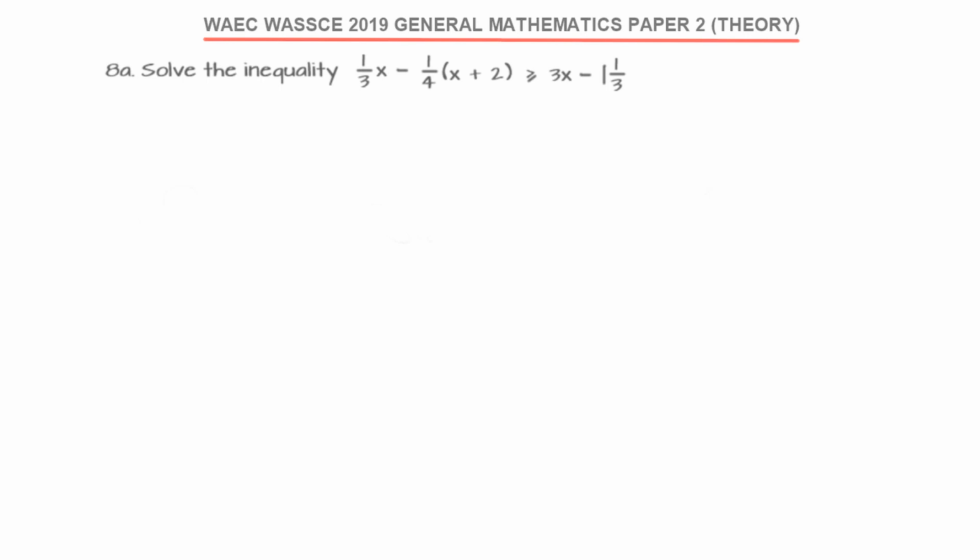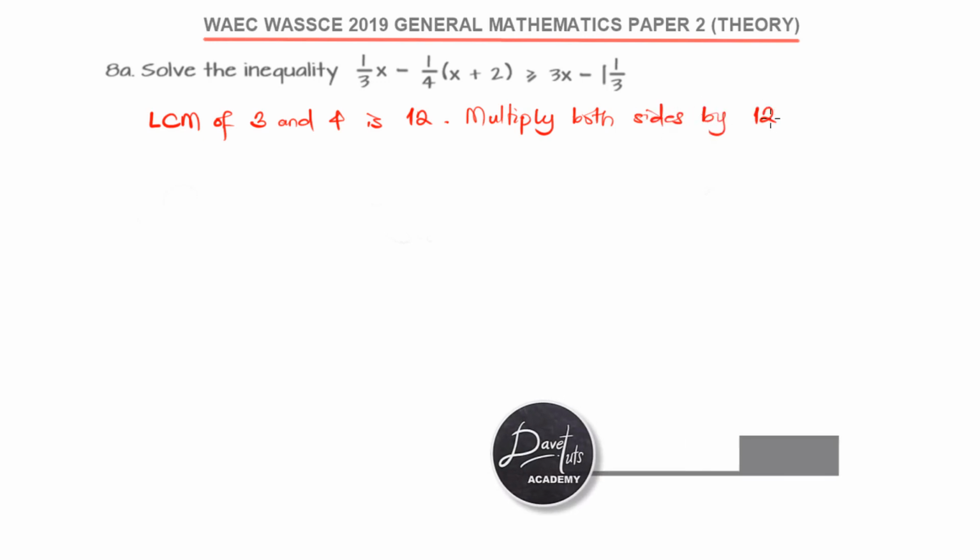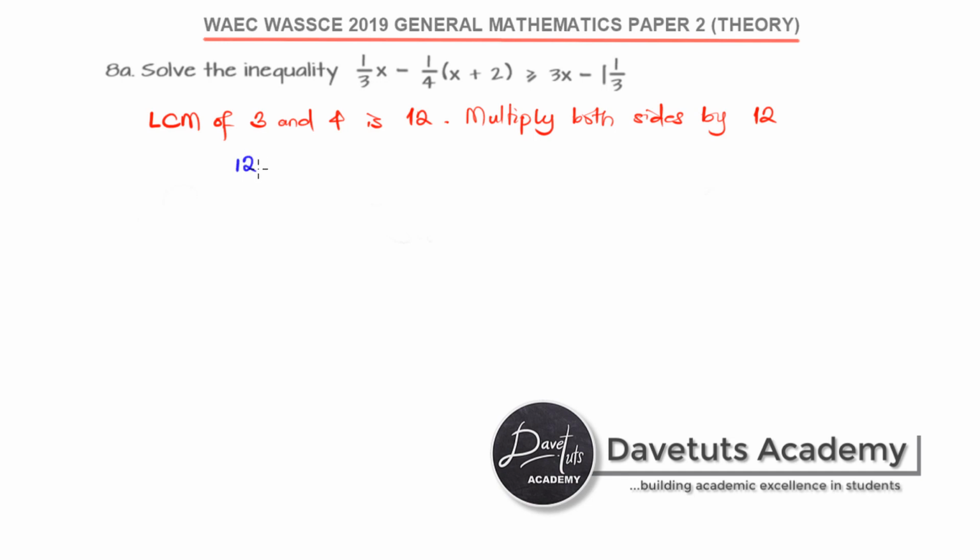In this question, we're asked to solve the inequality 1/3 x minus 1/4 (x + 2) is greater than or equal to 3x minus 1 and 1/3. Now, looking at this question, we are seeing that we have 3 and 4 as the denominators. Their LCM is 12. So the first step for us is to multiply both sides by 12, which is their LCM. Notice that we are going to be multiplying the whole of the entry.